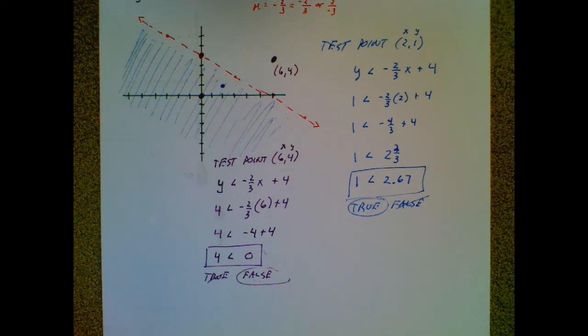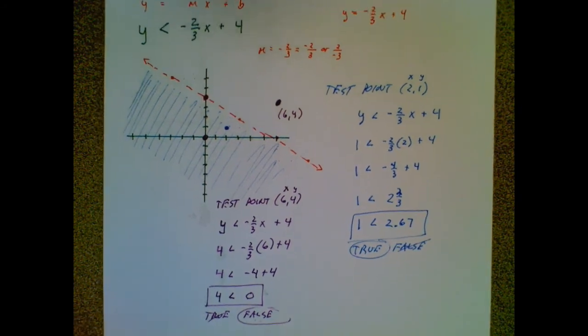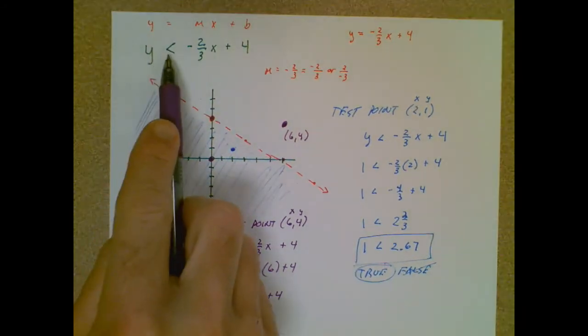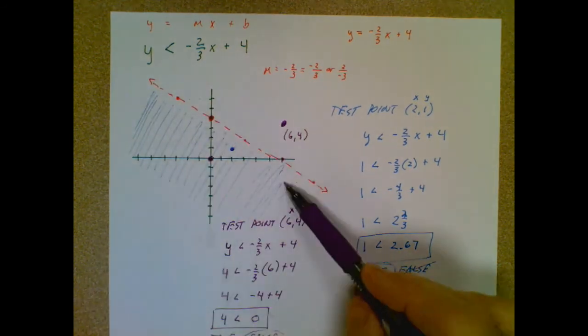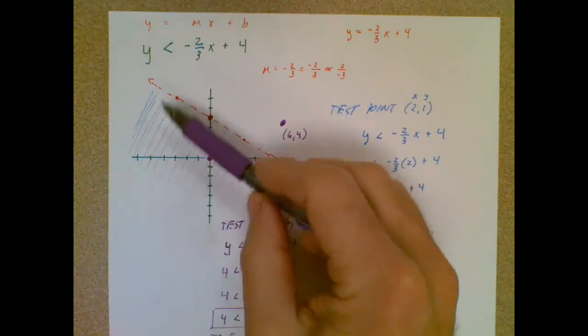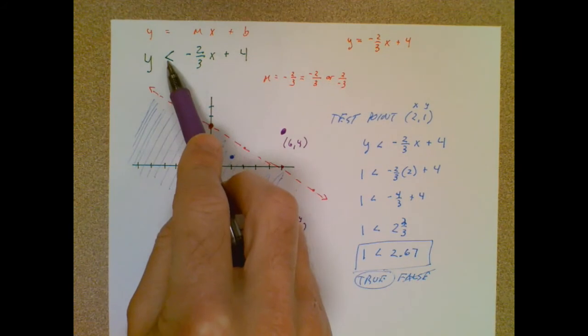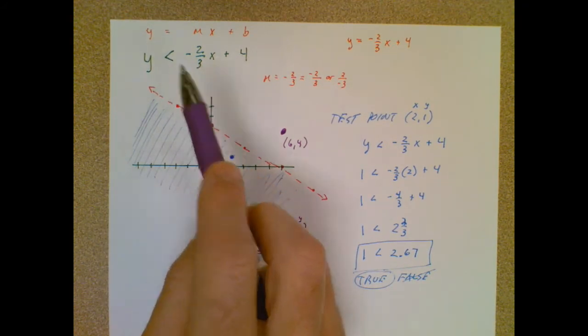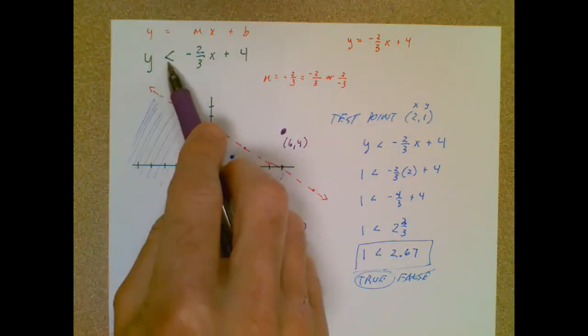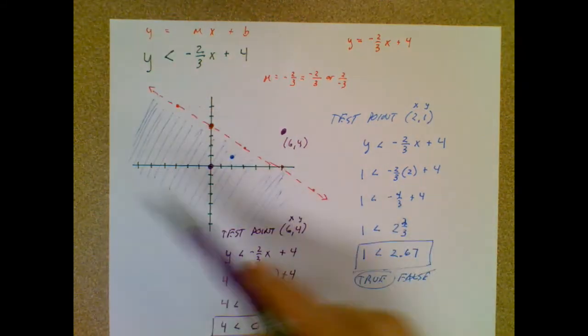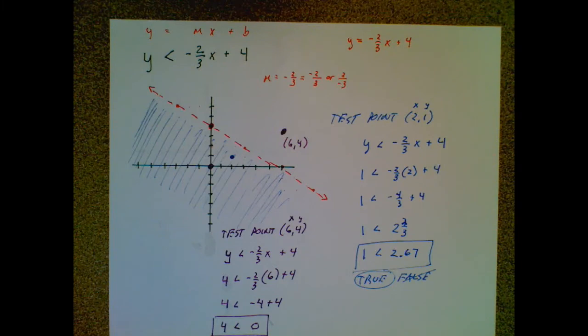And by the way, a slightly less reliable way to do the shading: this is a less than sign, y is less than blah blah blah. So I'm going to shade below the line. There are definitely times you can get tricked by that though, so I advocate the test point to make sure you're correct. If you're in a crunch, if that's a less than sign, you can shade beneath. Be careful with that one though.